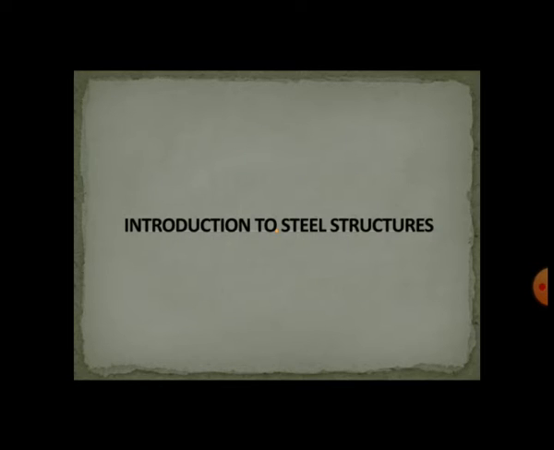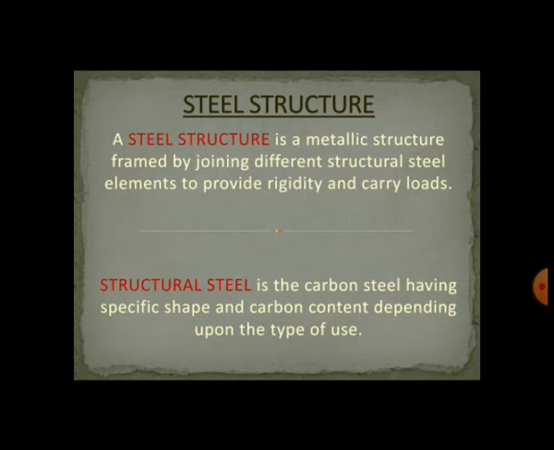So, introduction to steel structures. What are steel structures? A steel structure is a metallic structure framed by joining different structural steel elements to provide rigidity and carry loads. Steel structure is a metallic structure, framed by joining different structural steel elements. The structural steel elements are connected either by bolting or by welding. We will frame a steel structure.